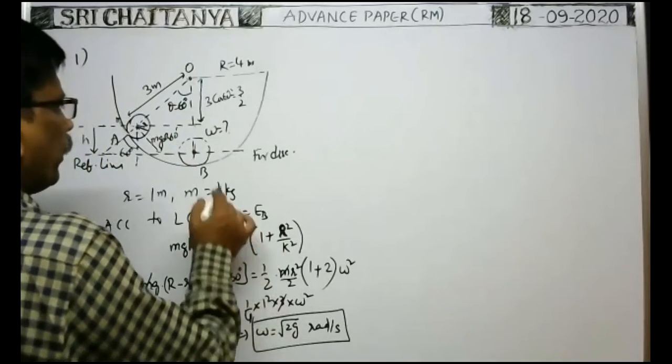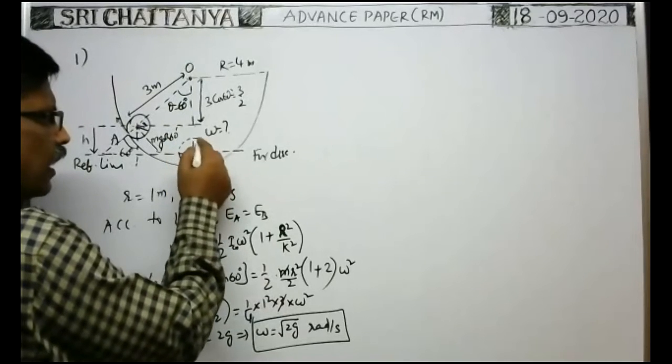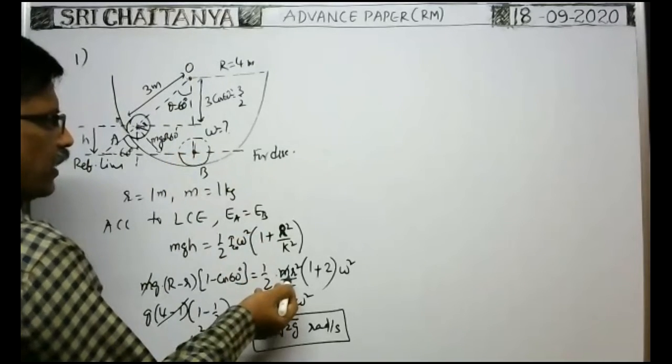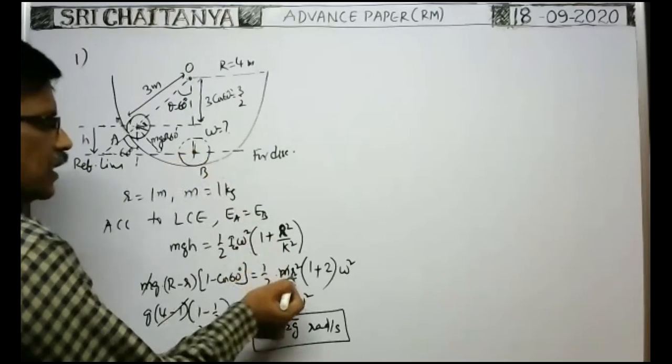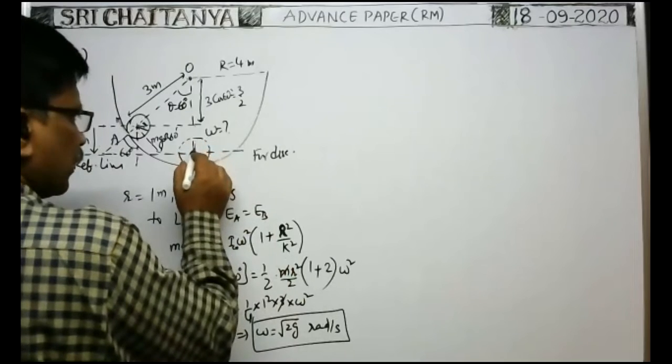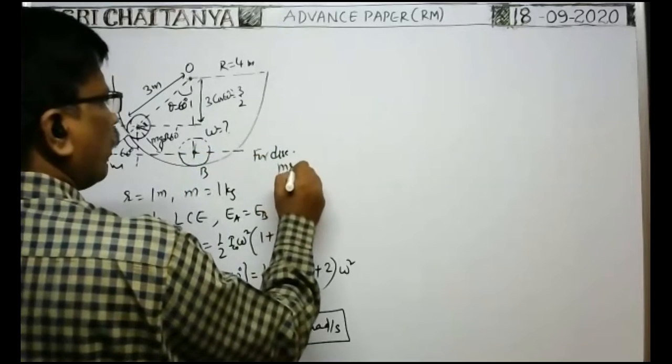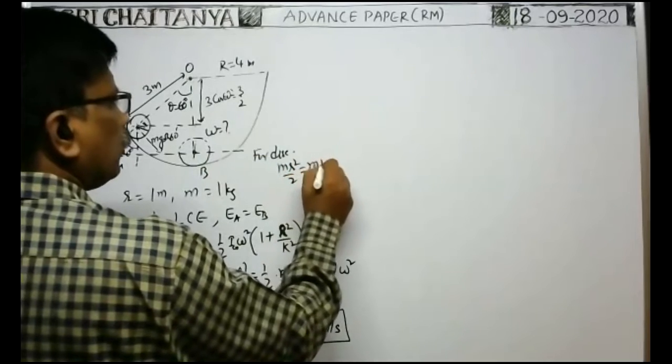Half into moment of inertia of the disk about the central mass is equal to mr square by 2. Suppose if it is a solid sphere, 2 by 5 mr square we have to write. If it is a hollow sphere, 2 by 3 mr square we have to write. Into 1 plus, in case of disk, moment of inertia is equal to mr square by 2, that is equal to m into k square.